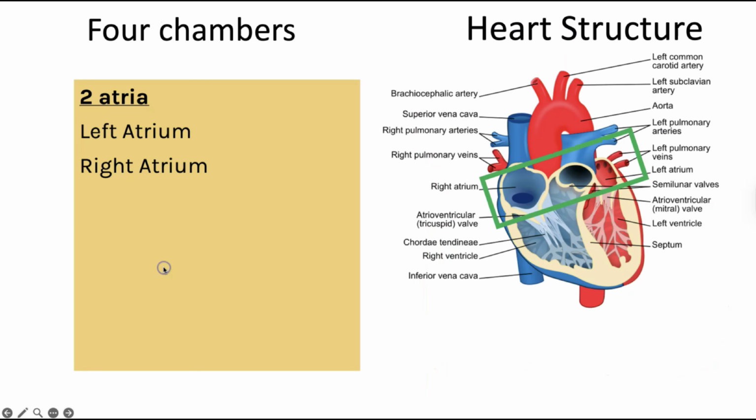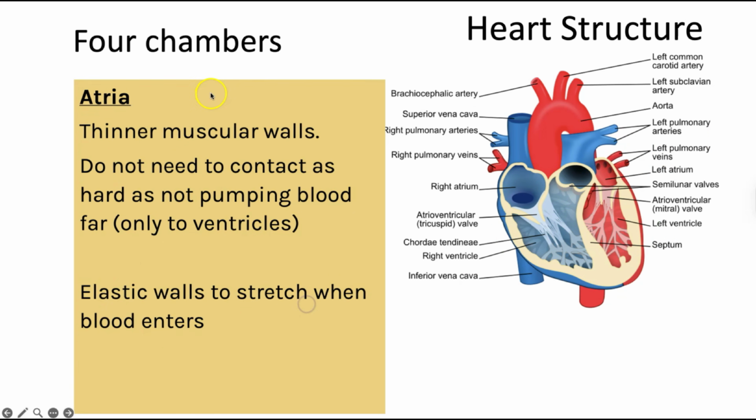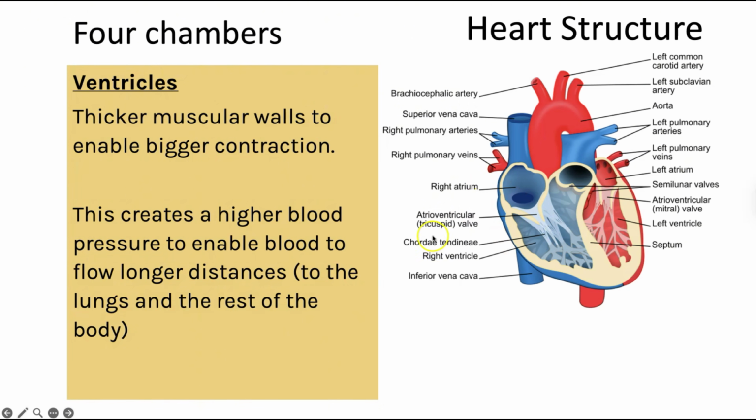In terms of the structure of the heart, you have 4 chambers. So you have the 2 atria at the top, the 2 ventricles at the bottom. The atria have much thinner muscular walls, and that's because they don't need to contract with much force at all, because they're only moving the blood from the atria directly down into the ventricles. And they're elastic walls to stretch when the blood enters.